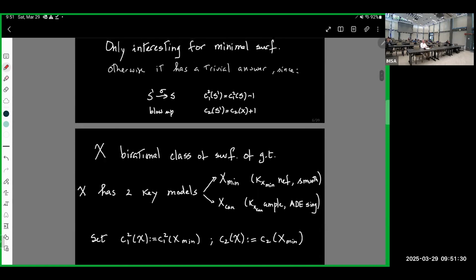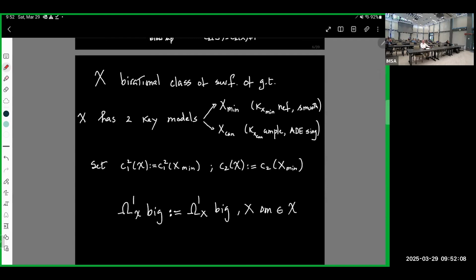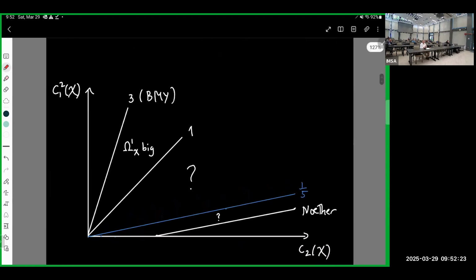All right. Another thing. If I have X, a rational class of surfaces, I'm going to talk about what the topological invariants of these are. I'm going to set them to be the topological invariants of the minimal model, the smooth minimal model. In particular, c1 squared is that of the minimal model, and c2, the second Chern number, is the second Chern number of the minimal model. Also, I'm going to say that the cotangent bundle of the rational class is big if there is a smooth model with big cotangent bundle. Make sense?